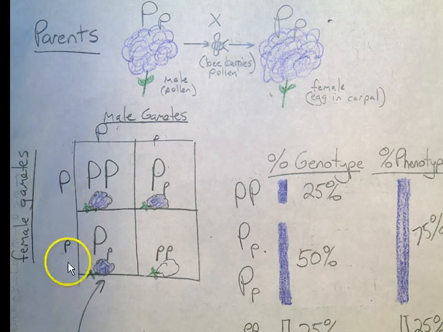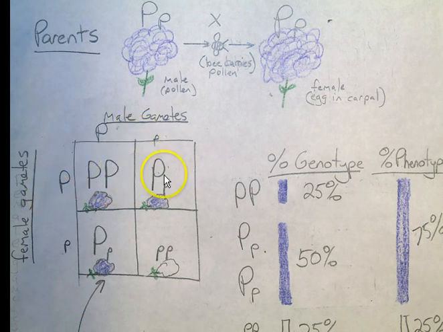So these are the two possibilities for gametes from the female, big P or little p, and these are the two gametes for the male, possibly making either big P in the sperm or little p in the sperm. And we can do our cross. We got big P with big P, making two of the dominant allele. One possibility is homozygous dominant.